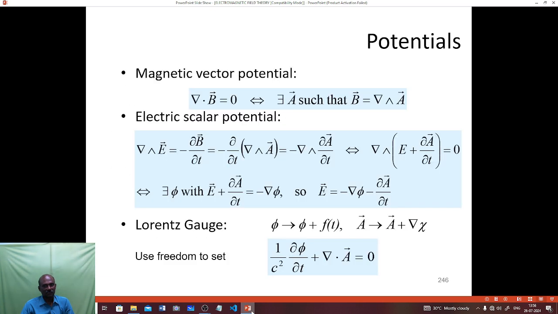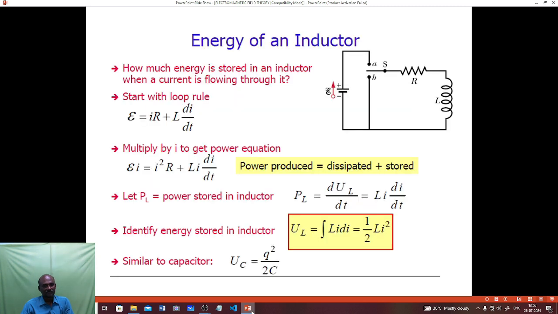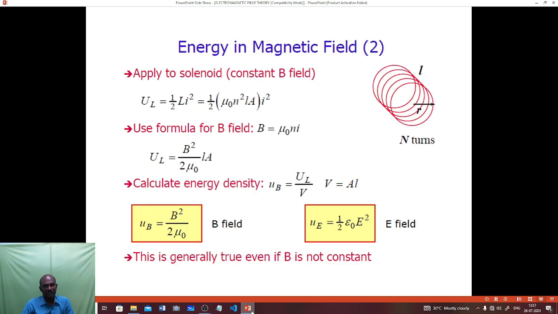And also we are using the Lorentz force. Similarly, we can find energy of an inductor. Not only so, by calculating the inductance, we can find the total magnetic energy stored in an inductor. So it is half L I square, half into L into I square, where L is the inductance of that coil, I is the current carried by that inductor.